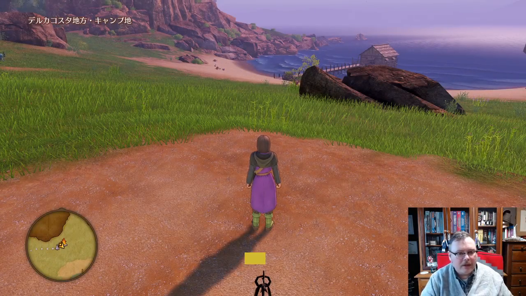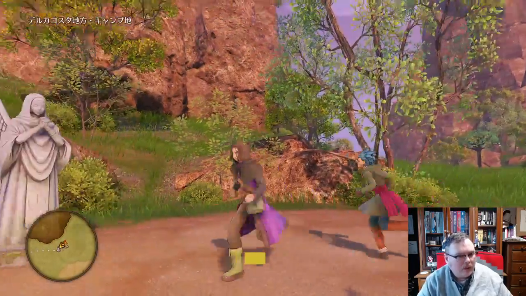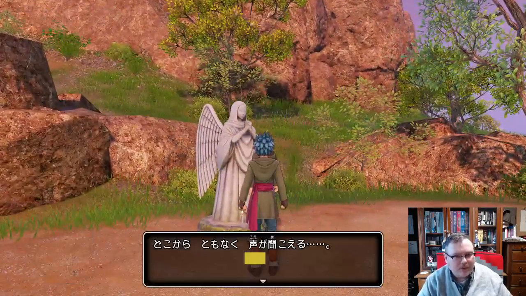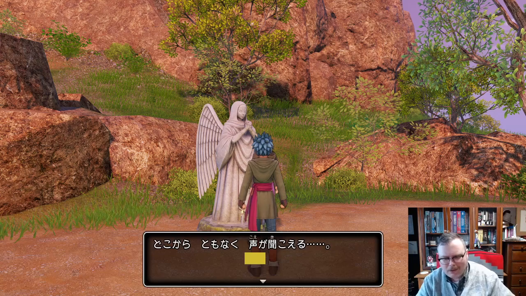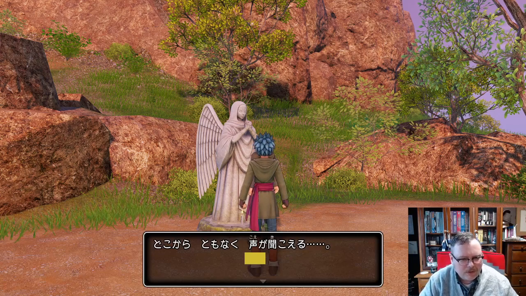Very long-winded, I know. I figure this is going to come in handy to somebody. I mean, if you learn Japanese, you've got to know all this stuff. All right.